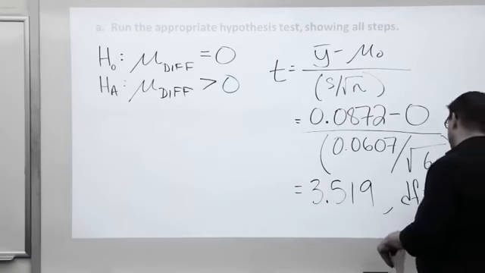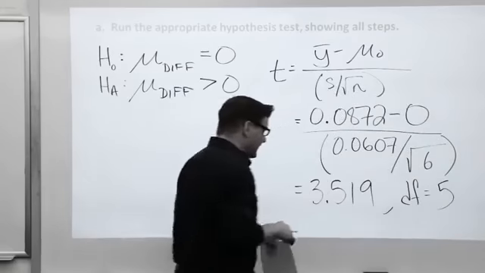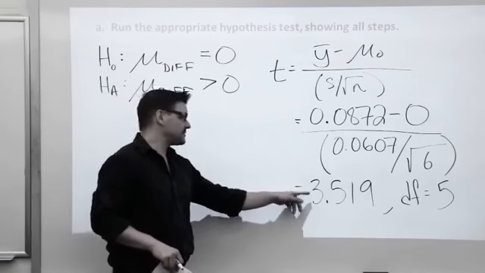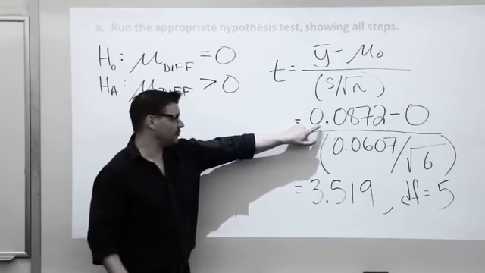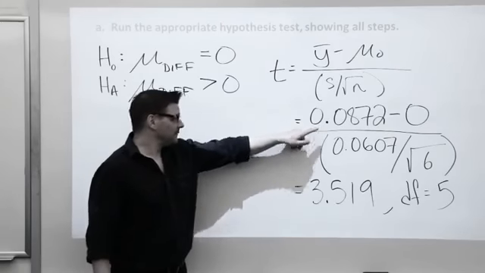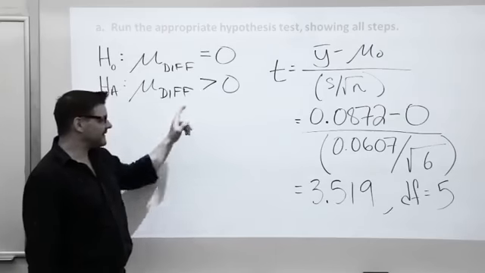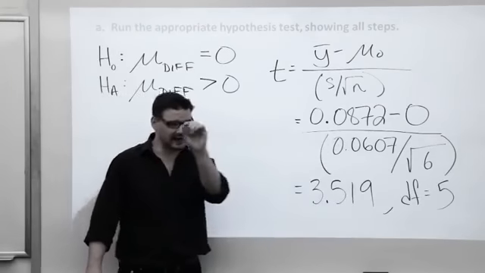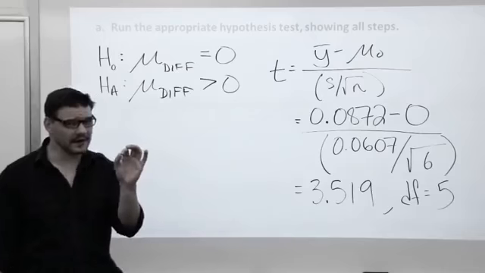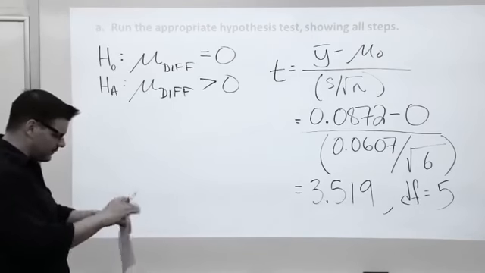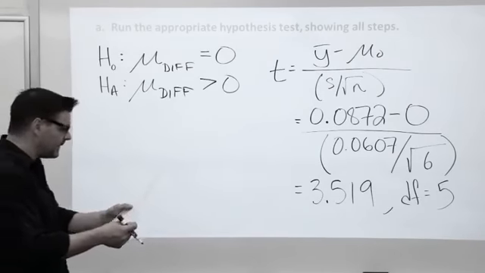Degrees of freedom 5, it's sample size minus 1, 6 minus 1 makes 5. And in terms of this tiny little difference of 0.0872, that is 3.5 standard errors above 0. And that basically is coming from how tiny that standard deviation is, right? So it looks like we'll be statistically significant here.